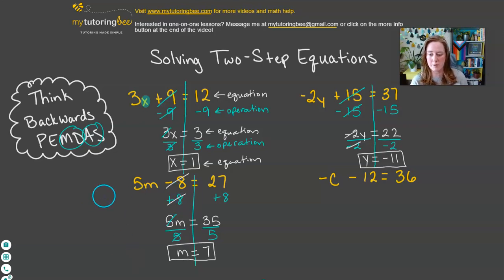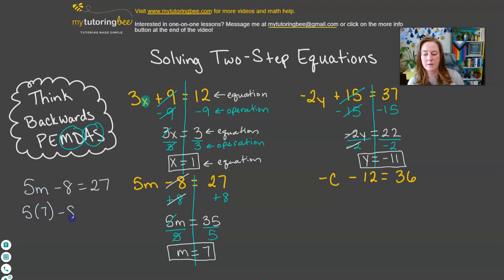Let's do that with this problem. So we started with 5m minus 8 equals 27. And we discovered that m equals 7. So I'm going to go ahead and substitute that 7 in for m. And then let's solve and see if it does work out.